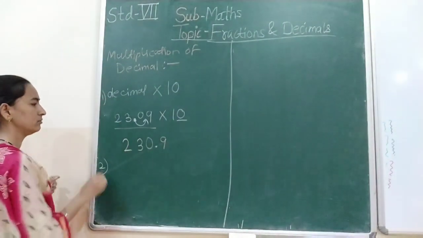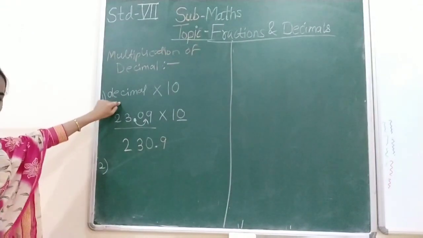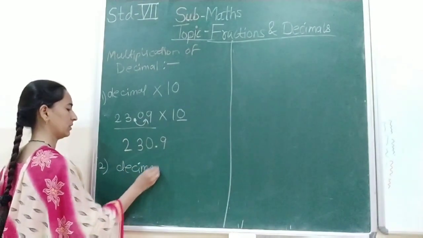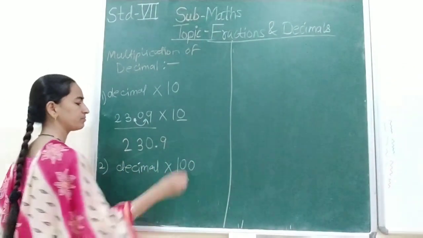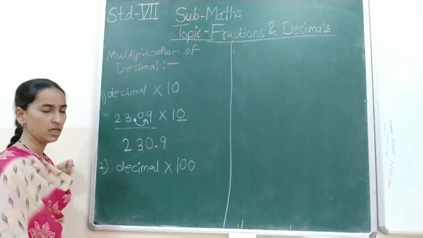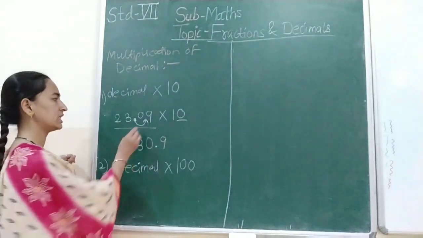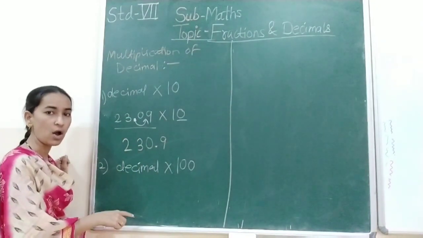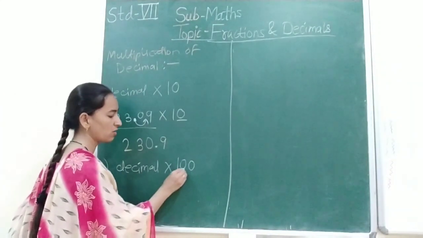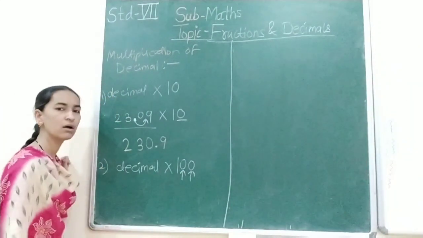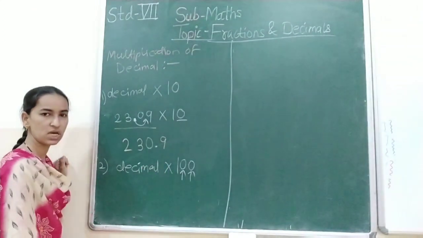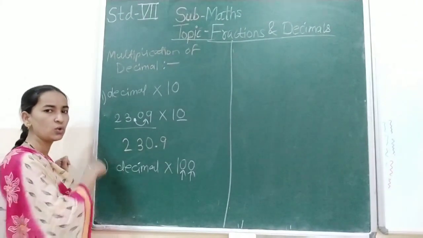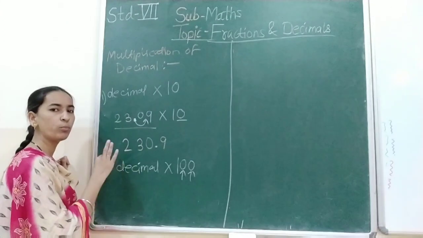Now what will happen if I multiply a decimal by 100? In that the decimal is shifted to the right. How many places? The number of zeros in 100. How many zeros are there? 2 zeros are there. So my point will be shifted towards the right by 2 places.